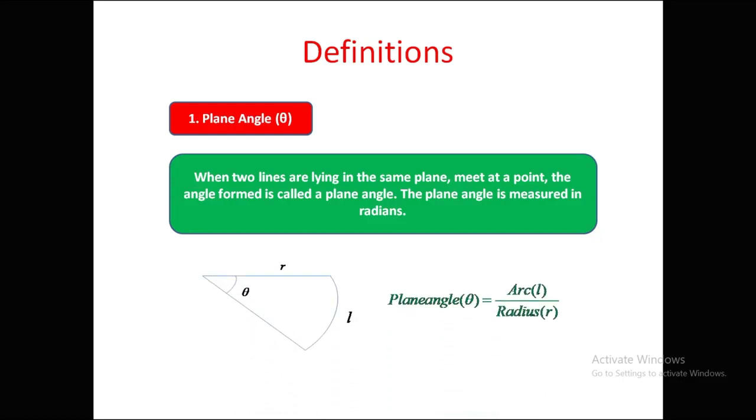Actually there are two lines. One line is like this and the other line is having some angle, and that angle is called plane angle theta, and these two lines subtend some arc of length L. So we can simply define the plane angle theta is equal to arc divided by radius, where L is the arc and R is the radius. So theta is the plane angle. So this is the definition for plane angle. Theta is equal to L by R.